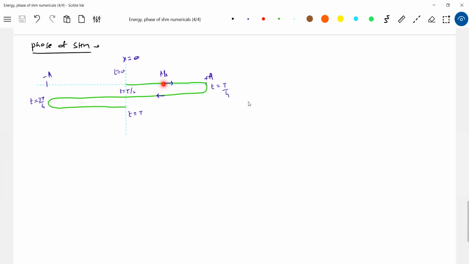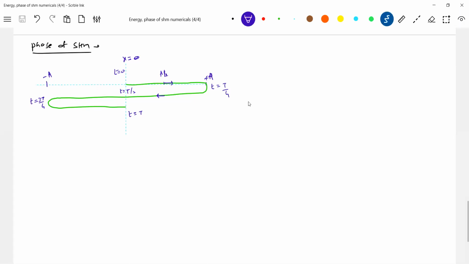I need not say that the particle at time t equal to t1 is at a distance a by 2 and moving away, and after some time it will be at a distance a by 2 and moving towards. Instead of this, let me just give a quantity. With that quantity, I should be able to tell where the particle is: moving away from the mean position or moving towards it, on the right side of the mean position or the left side. For that purpose, I'm introducing the phase.